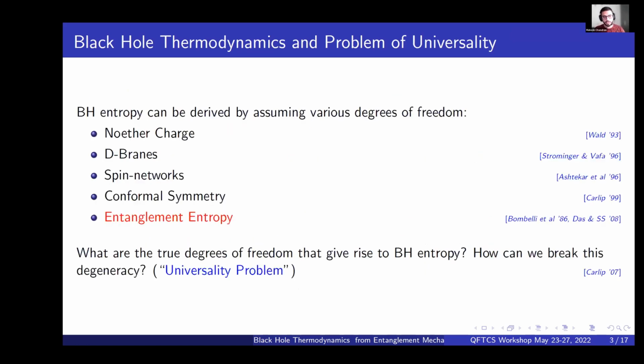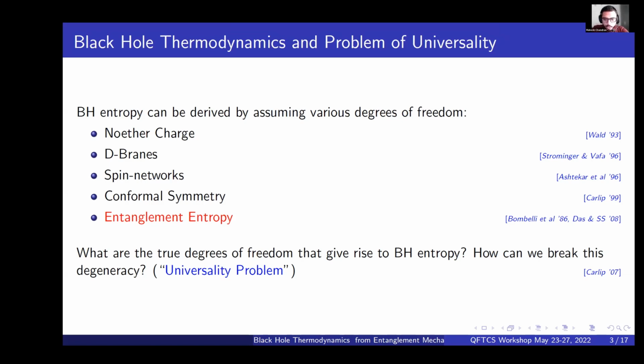But in this talk, what we want to address is what are the microscopic degrees of freedom that give rise to black hole entropy. So as you can see, there is a host of theories that can in principle derive black hole entropy and can explain its area law behavior, some of which are semi-classical treatments, some of which assume a fundamental structure of gravity. But essentially, there is a degeneracy when it comes to pinpointing which would be the true degrees of freedom that give rise to black hole entropy. And this is what is known as the universality problem of black hole entropy.